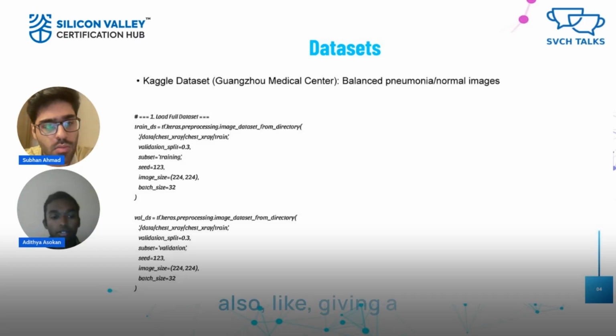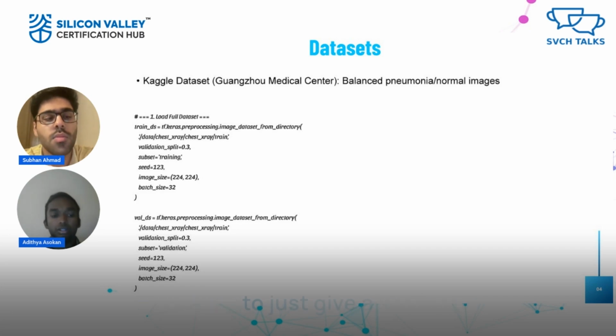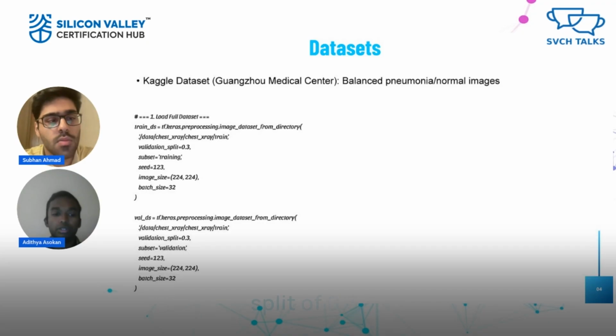We are also giving an image size of 224 by 224 for all the images. And the same with the validation, we are also mentioning the subset as validation to give better information on what we are using for the training and validation datasets. And again, we use a validation split of 0.3.